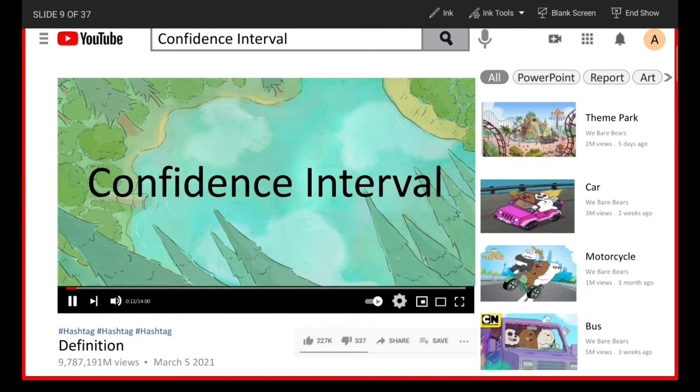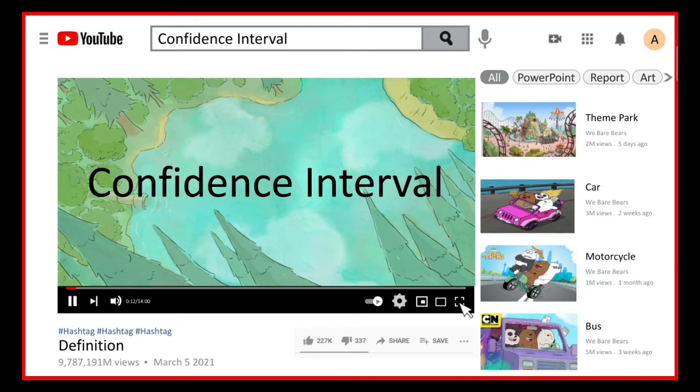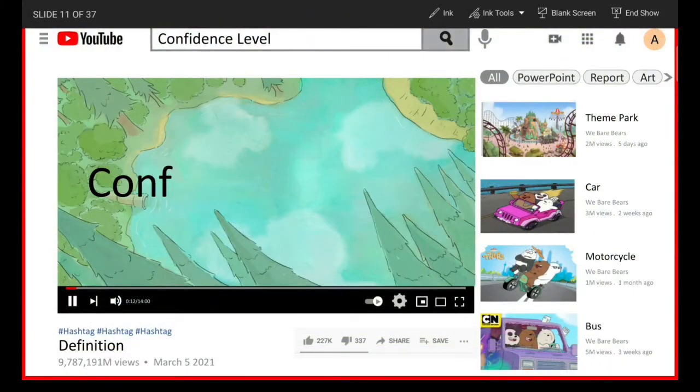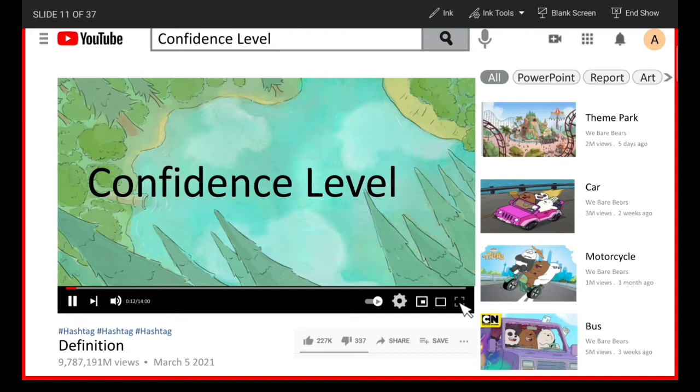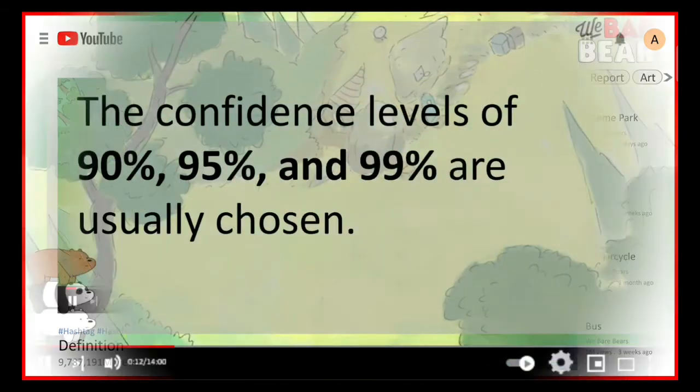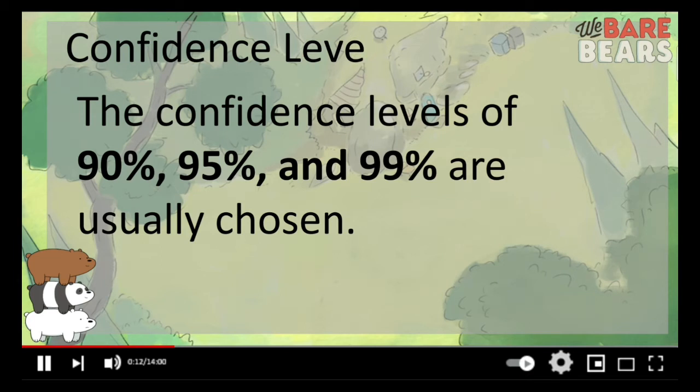Now let us proceed with another term. We have the confidence interval. So a confidence interval, that is the interval defined within the true population where members of the sample are expected to be found. Next, we also have the confidence level. Confidence level is in a form of percent. Okay, so the confidence levels of 90%, 95%, and 99% are usually chosen.